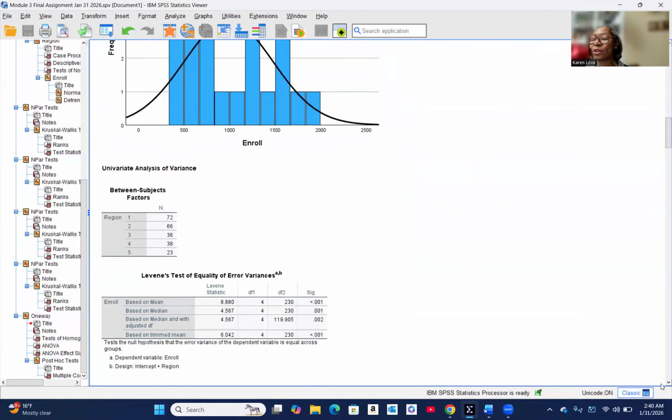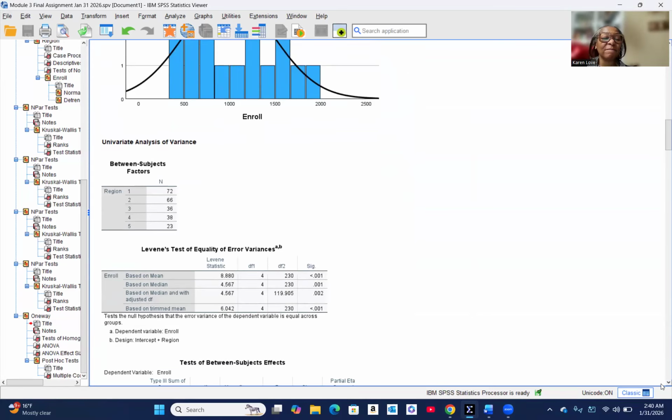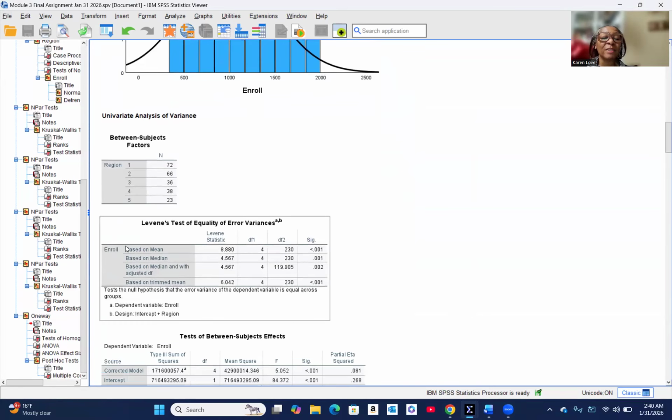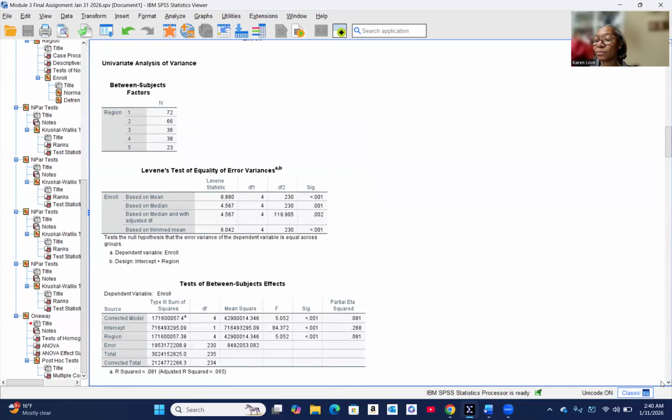Then I tested for Levene's value based on means. So when we look at Levene's value based on means, we see a significance or p-value of less than 0.001. We also see the degrees of freedom at 4 and the degrees of freedom 2 at 230. This also shows that the test of equality of variance was not met.